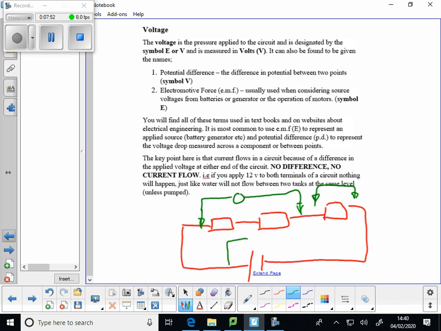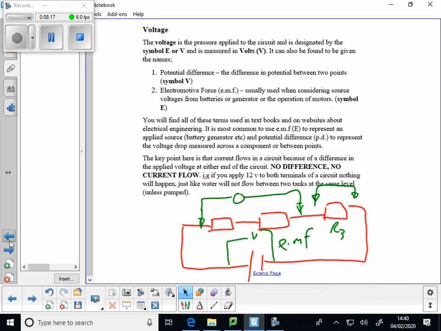Here, technically, we're measuring an EMF because that's a source of electromotive force. But all of them are measured in volts. You also hear me use the volt drop across R3. Yeah, same thing. All measured in volts.